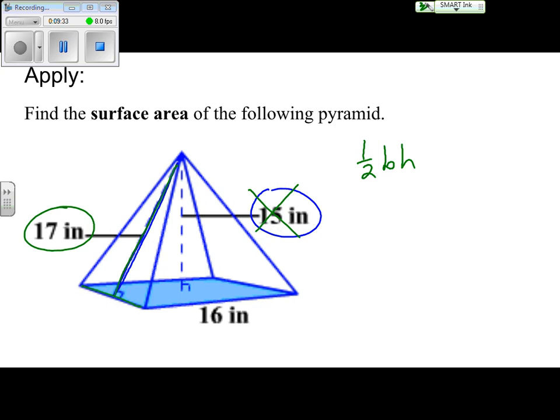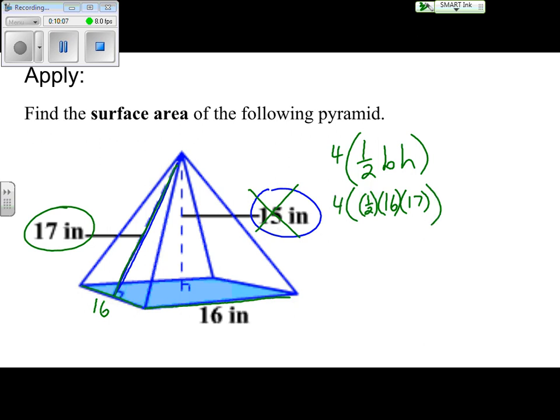So what am I going to use? Well, 16 is this length that we have out front, but since it's a square on the bottom, it should be 16 on all of its sides. So our base is 16. Our height is 17 for that triangle, and we're going to multiply that by 1/2. However, how many of these do we have? Well, since there are 4 sides on that square base, there are also 4 faces or 4 triangles that we have. So we can take all of this and multiply by 4.